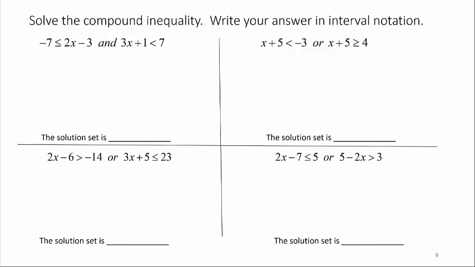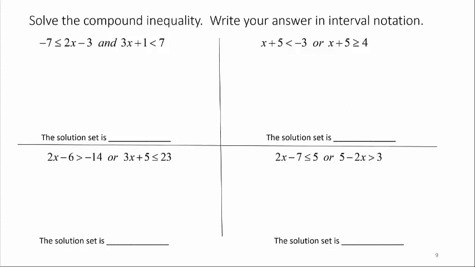Hi, now we're going to get some practice solving compound inequalities, and we're going to write our answers in interval notation. So, in this first example, -7 is less than or equal to 2x minus 3 and 3x plus 1 is less than 7. Okay, so with any compound inequality like this, separated by an "and" or an "or", we're going to solve both of the inequalities that we see.